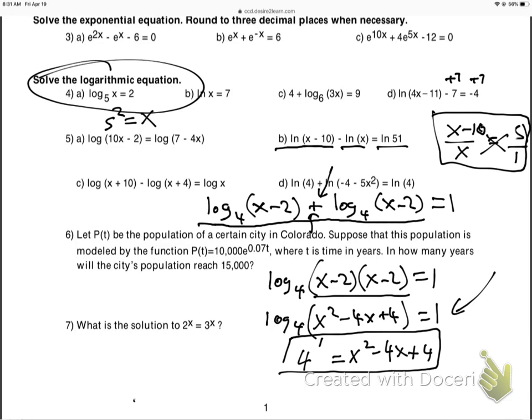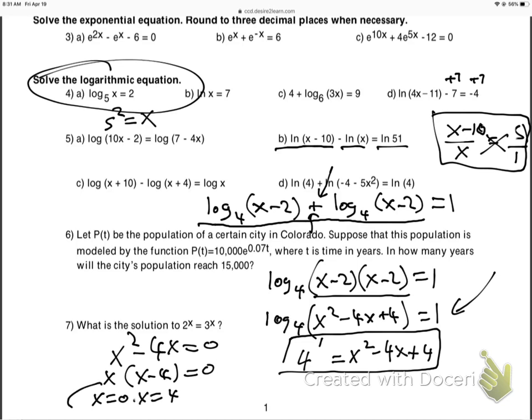I'm going to take away 4 from both sides. I will get x squared minus 4x equals 0. If I factor an x out, that's x times x minus 4. So x equals 0 and x equals positive 4. But again, this will not work because I can't put it back into here because I'll get a negative. So only the x equals 4 works. Okay, there you go.